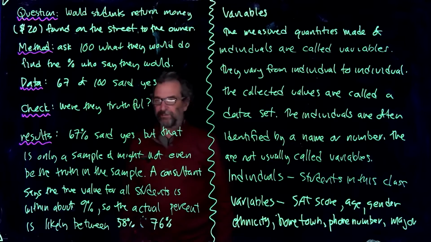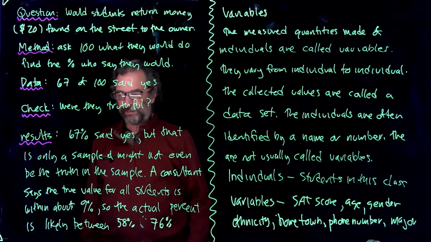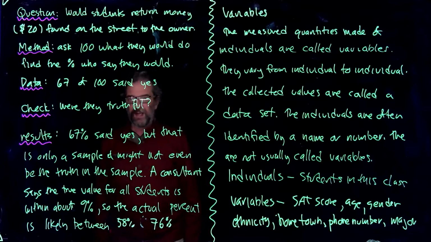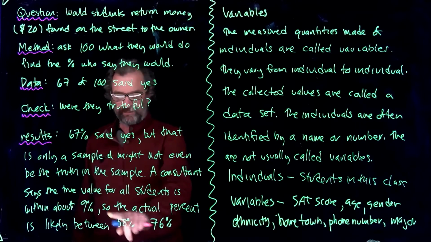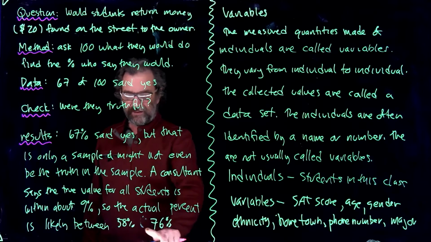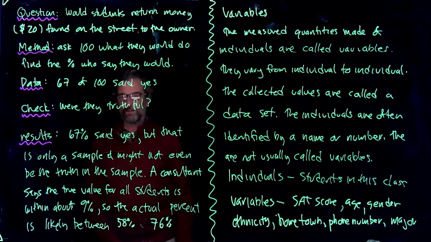And then we keep going. A consultant says that the true value for all students is probably only within about 9% of that value. So the actual percent would be 9% below and 9% above. Well, 58 is 9 less and 76 is 9 above. So the actual percent of students that will return the money is somewhere between 58 and 76%, subject to those limitations that maybe they're not telling the truth.